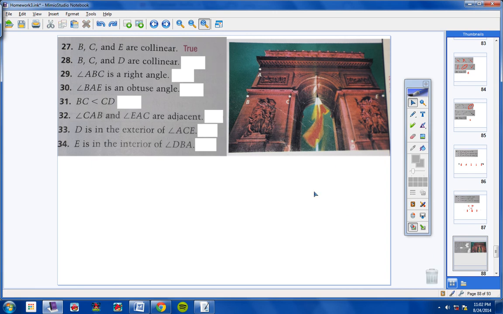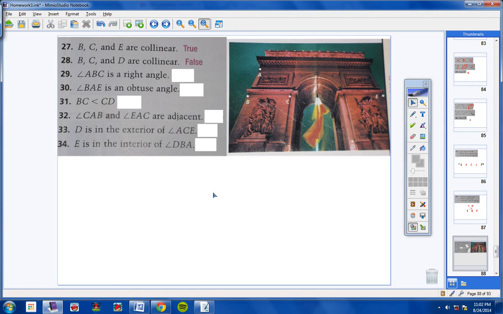Let's take a look at number 28. B, C, and D are collinear. Well, here's B, here's C, and here's D down here. There's no way those 3 points line up in a straight line. So the answer to 28 would be false.